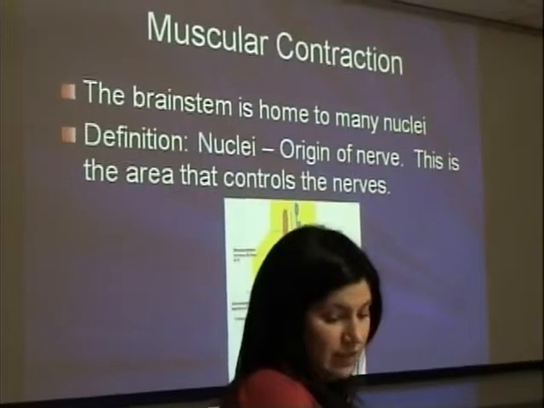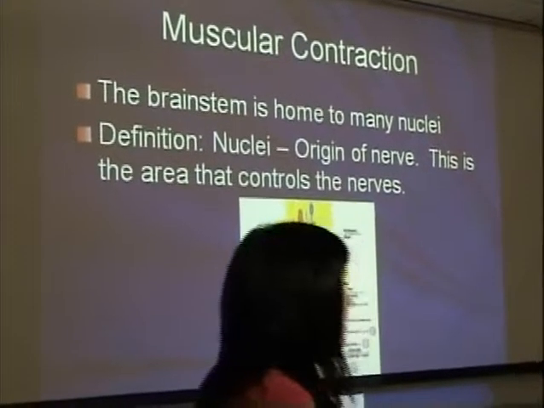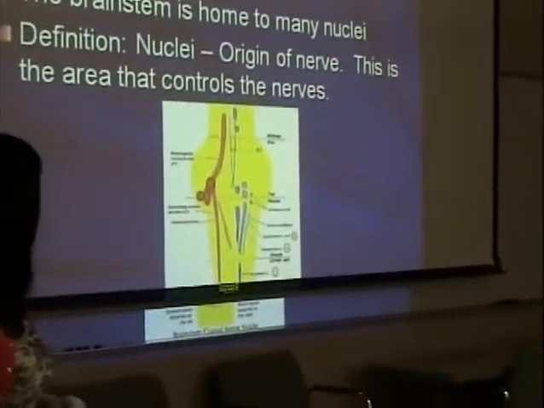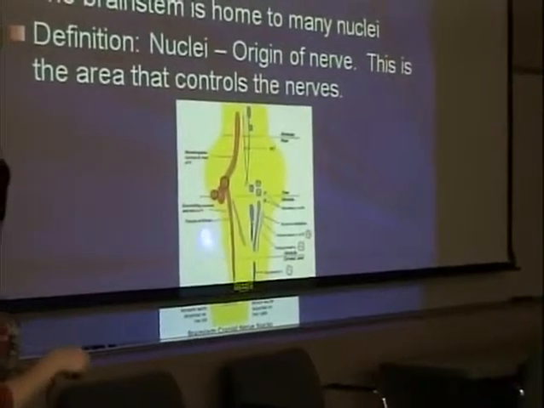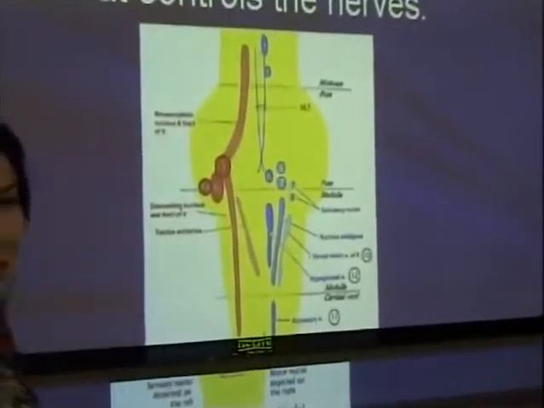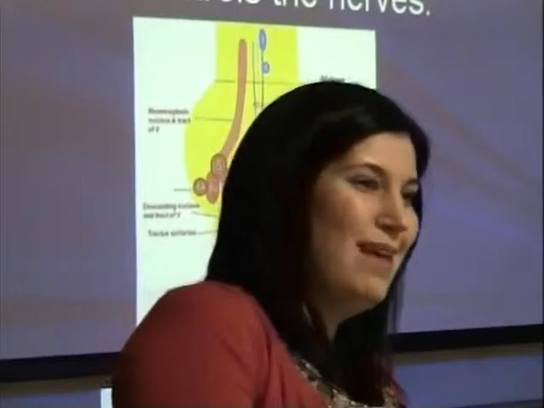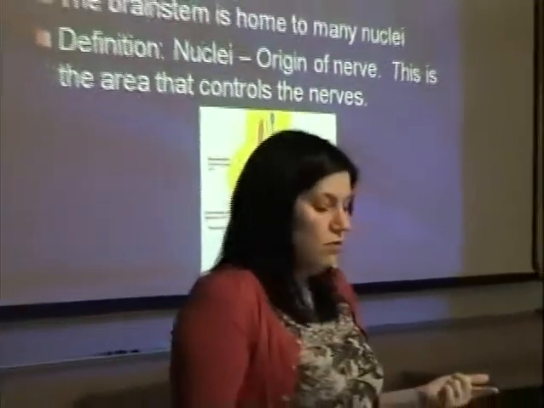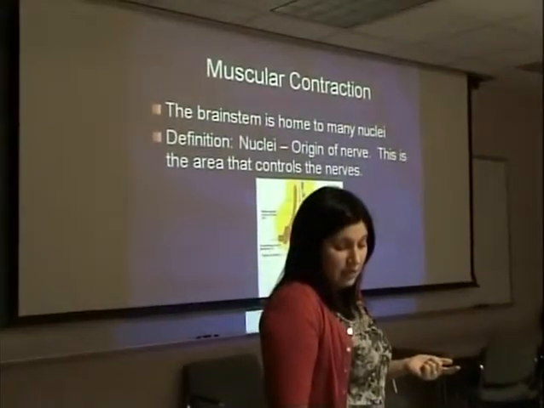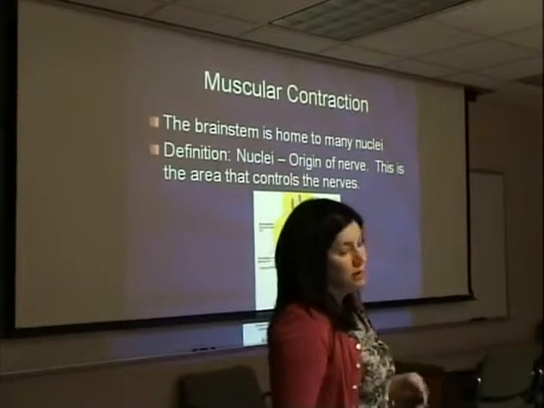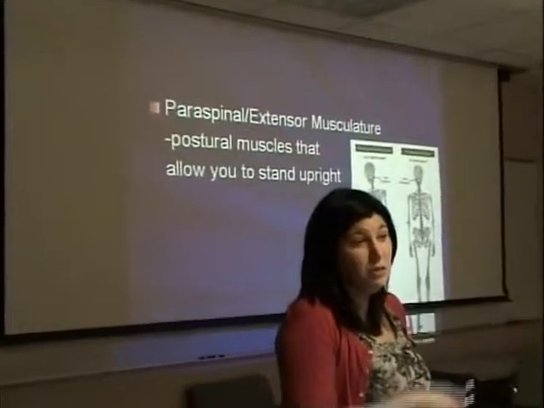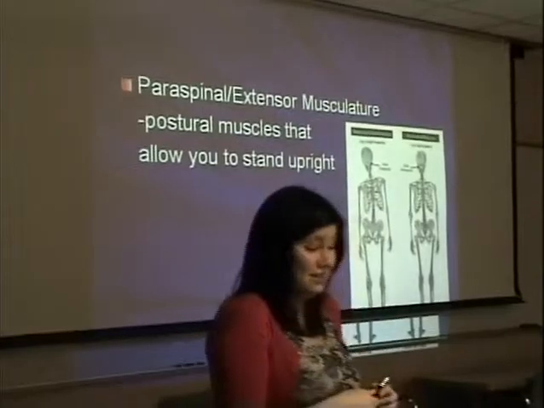And the brainstem is home of many nuclei, and that means it's an origin of the nerve. And this is an area that controls a lot of nerves. Our breathing centers are there. That's why we have a lot of positive effect with asthma. The breathing centers, the sleep centers, the trigeminal center, I can go on and on and on. There's actually 3 trillion with the T nerves there, so it's a lot of stuff there.